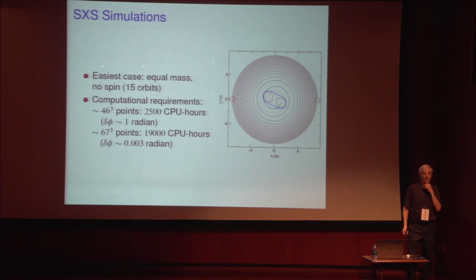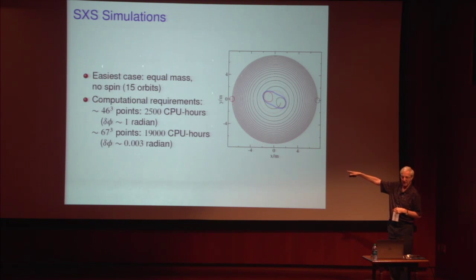All right, so let me describe some results. So here is an early result from our collaboration, the simplest case of equal masses, non-spinning, spiraling in, 15 orbits. And just to give you an idea of the power of using these spectral methods, with just the equivalent of 46 cubed points, which is, for people who do finite differencing, that's nothing, right? It's a very small resolution. The error in the phase of the wave at merger is about a radian. If you go from 46 to 67, not even a factor of 2, you get down to 0.003 radians. You're seeing the exponential convergence.